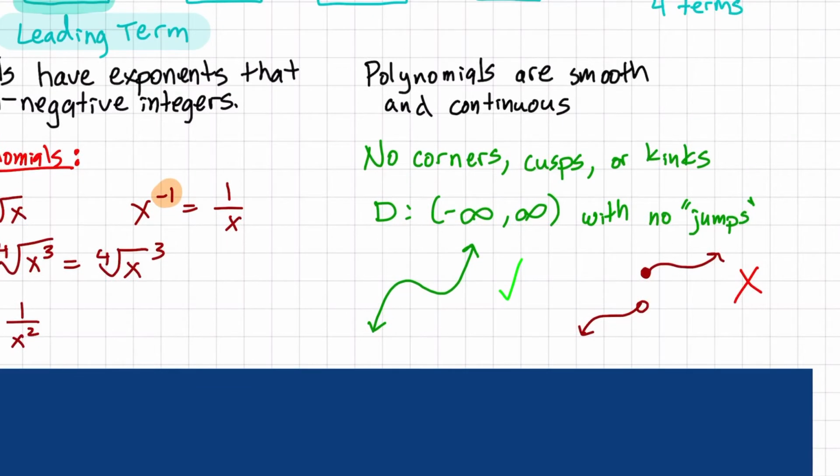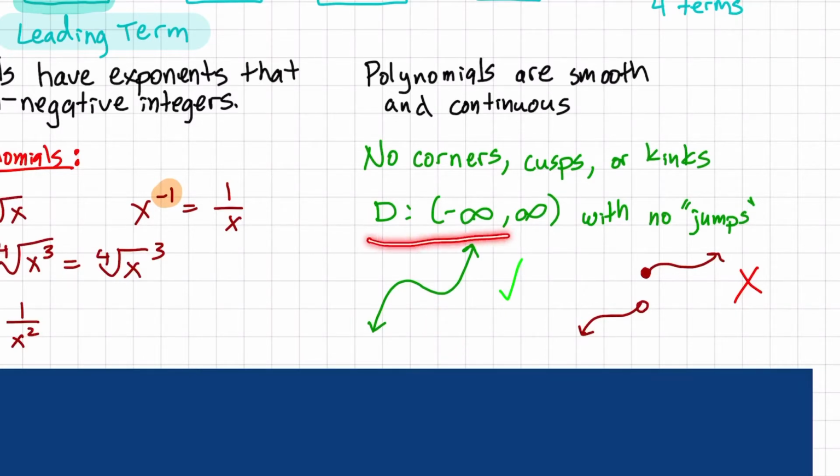Also, polynomials are smooth and continuous. There are no corners, no cusps, no kinks. So you're not going to see it have a corner. So our absolute value function, that is not a polynomial. It's going to be nice and smooth like this.